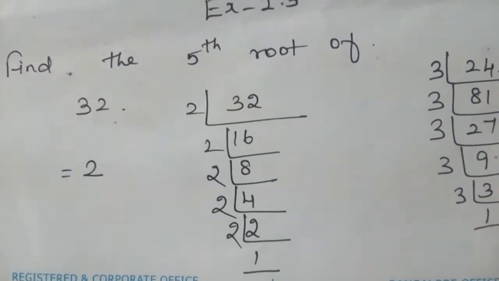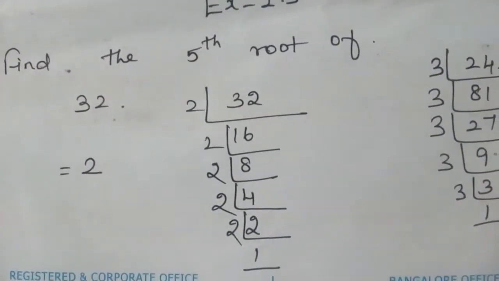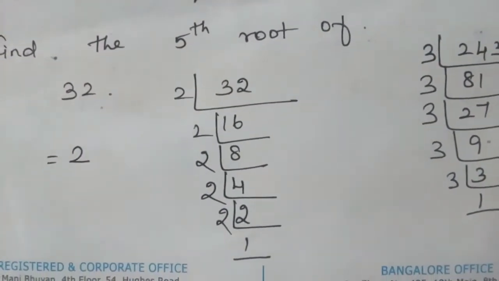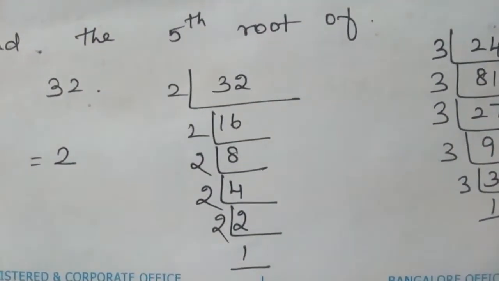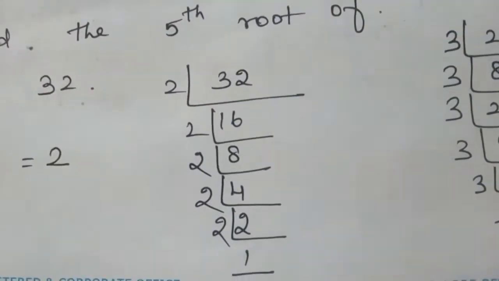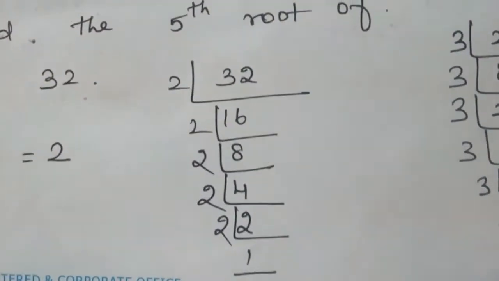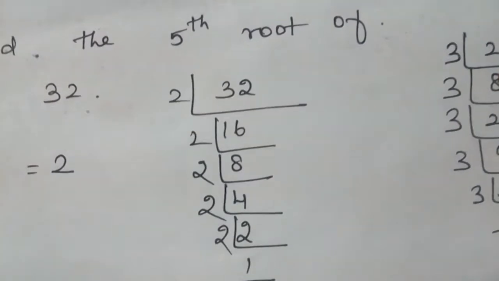So here the number given is 32. We are going to find out the prime factors. The fifth root they asked, actually we are getting till 5 roots only. So it is nothing but 2. What is the fifth root? Just the last one we are getting, that is 2 only. So we can write the fifth root of 32 is 2.